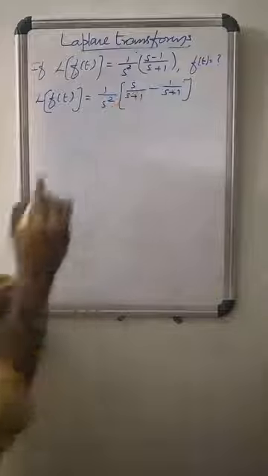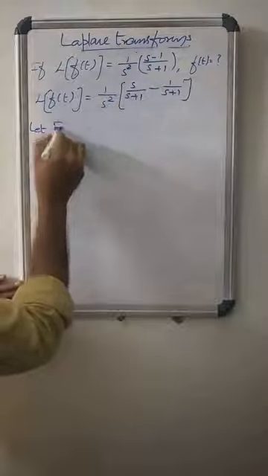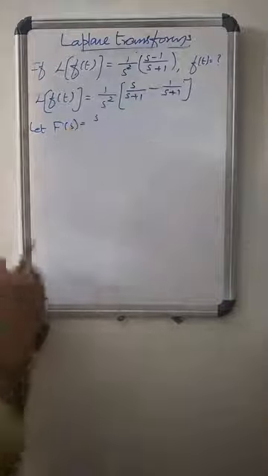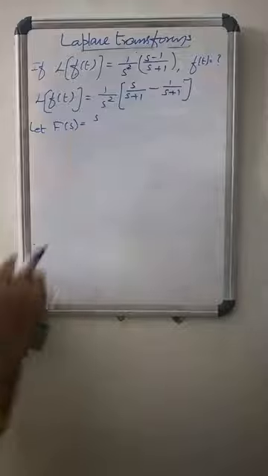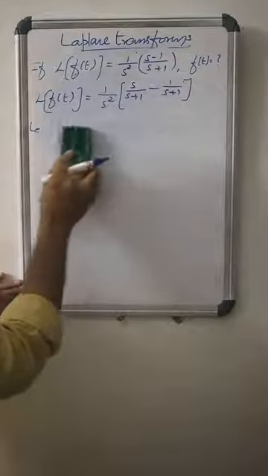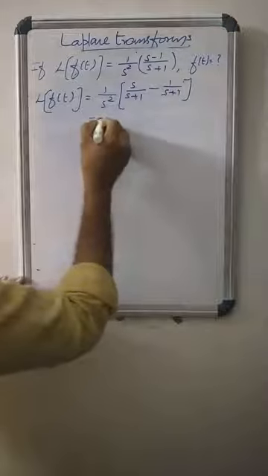So consider the first case. Let F1(s) equal s by s plus 1. S by s is 1 by s plus 1, or you can distribute this 1 by s square also. What is it?